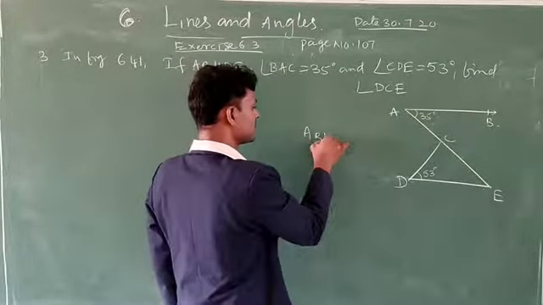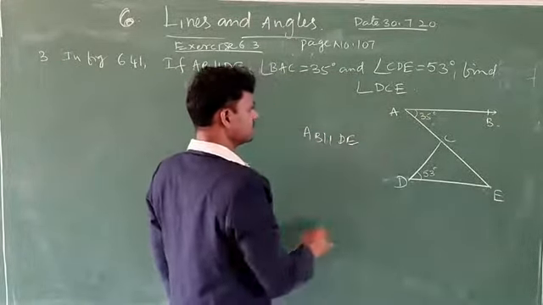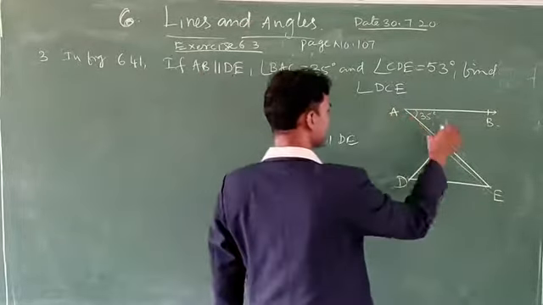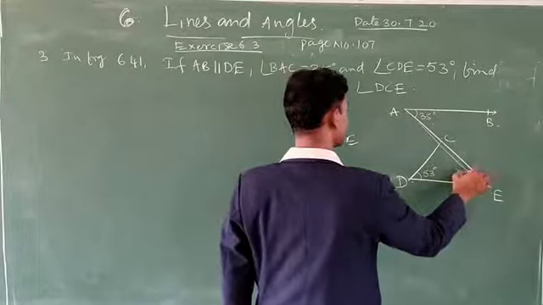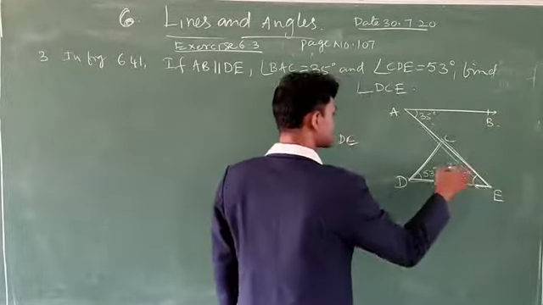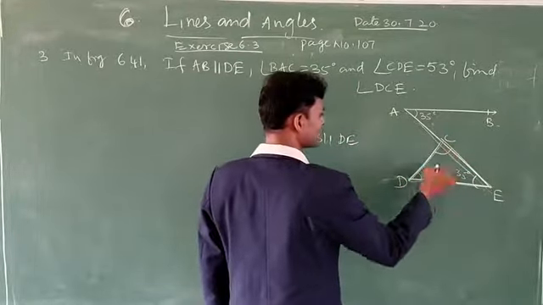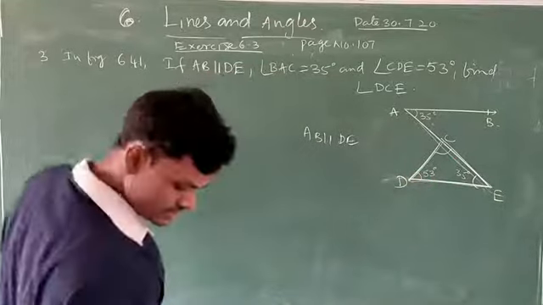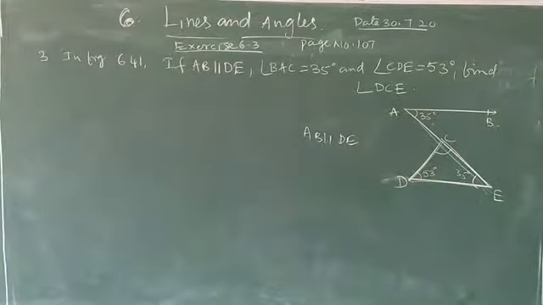Here AB is parallel to DE as given. At the same time, AE is the transversal line. Then alternate interior angles are equal. This angle is equal to how many degrees? 35 degrees. Now you can apply the angle sum property of this triangle. The sum of these three angles is how many degrees? 180. 180 minus the sum of these two, then you will get the answer. Try at home. Next problem.